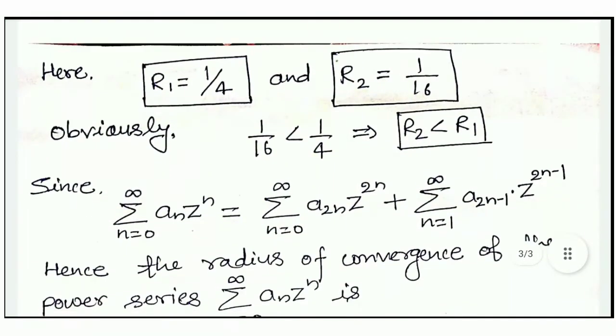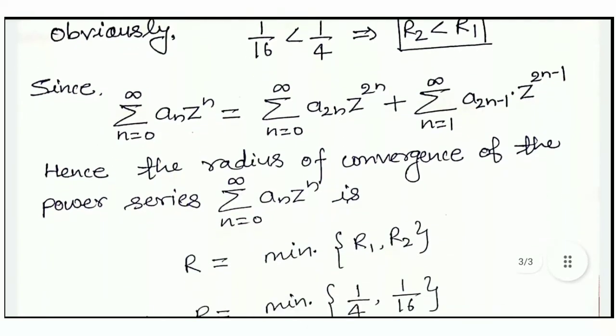So here we have r1 equals 1 upon 4, that is, the radius of convergence of the first power series is 1 upon 4, and r2 equals 1 upon 16, that is, the radius of convergence of the second power series has been obtained as 1 upon 16. So obviously here 1 upon 16 is less than 1 upon 4, and this gives that r2 is less than r1, that is, r1 is the maximum and r1 is greater than r2, that is, the radius of convergence of the first power series is larger than the radius of convergence of the second power series.